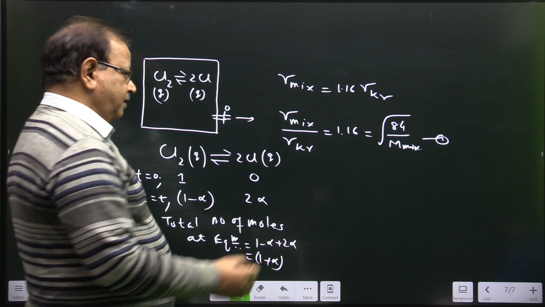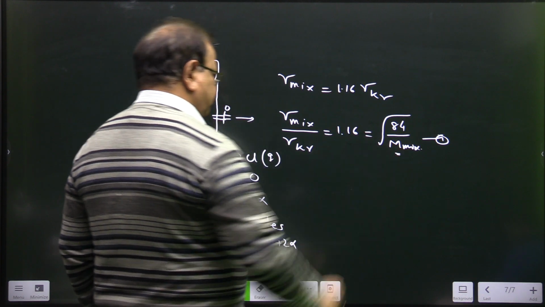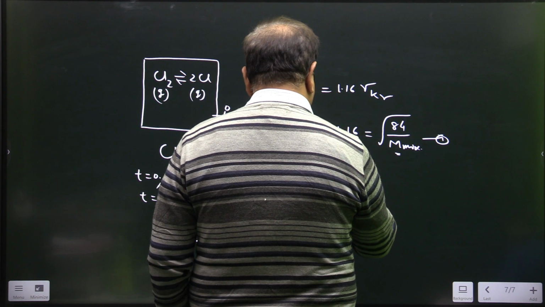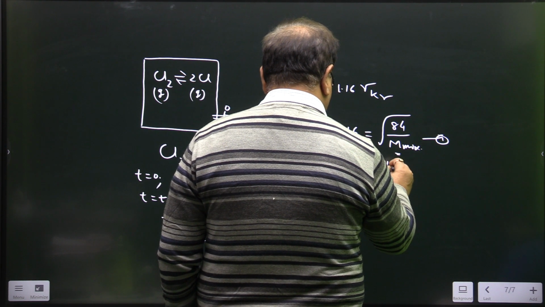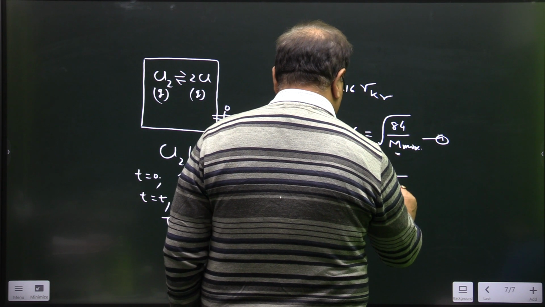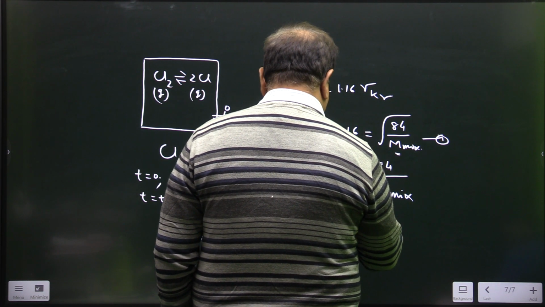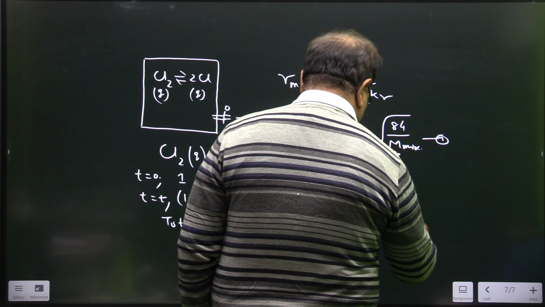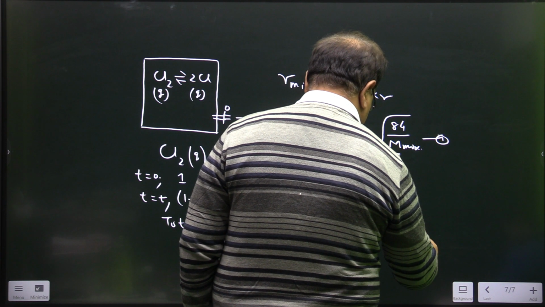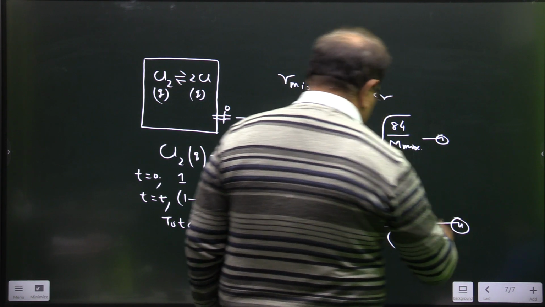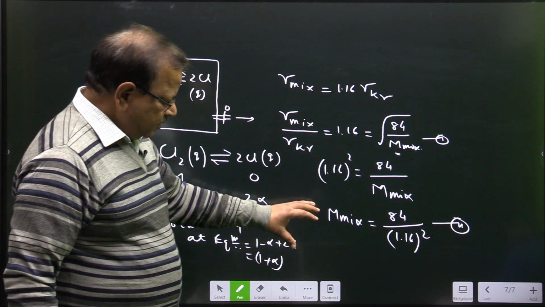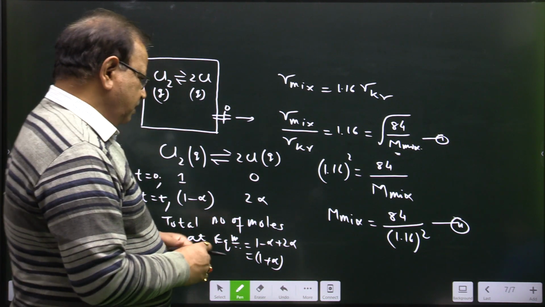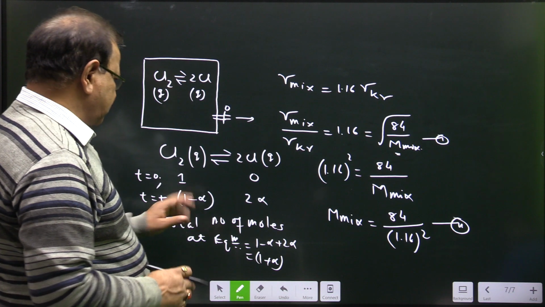Now we have to decide the fate of this mixture. From this expression, 1.16 squared is equal to 84 by molar mass of the mixture. Molar mass of mixture is equal to 84 whole divided by 1.16 whole squared. From this relation we have got the molar mass of the mixture. Now we have to calculate the value of this molar mass of mixture from the other expression.